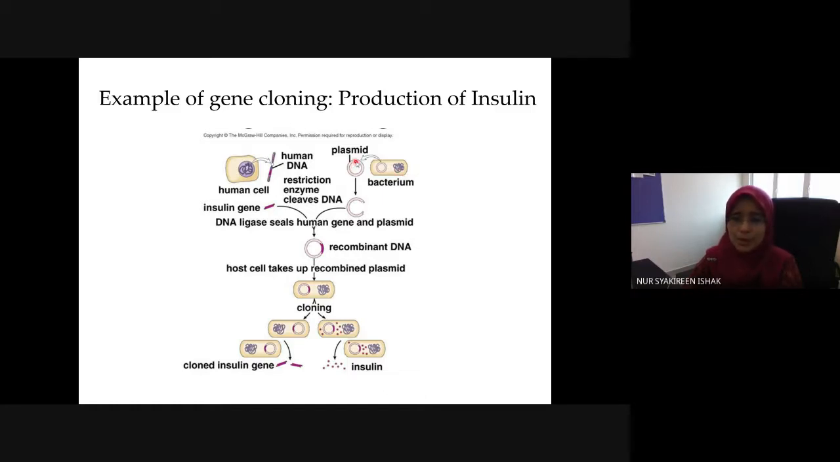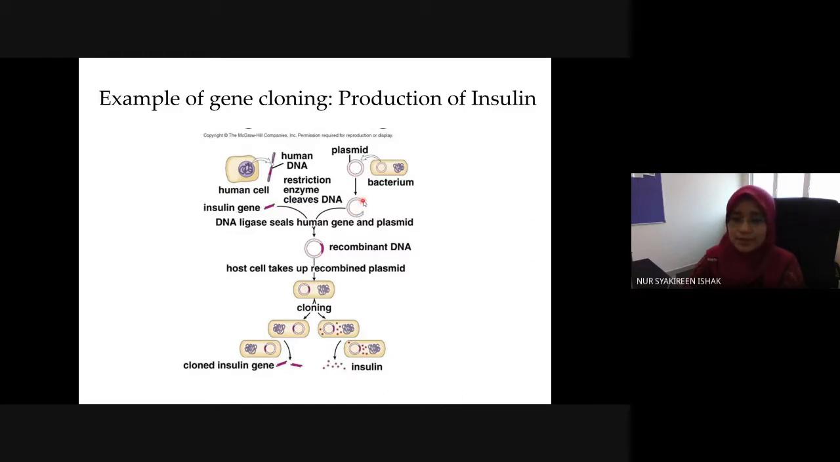Once you have isolated the plasmid, you put it in a test tube and cut it using the same restriction enzyme that you used to cut the human genome to get the gene of interest, which is the gene that codes for the synthesis of insulin. This will produce the same sticky ends on the gene and on the plasmid, so when the gene is inserted into the plasmid, the sticky ends will complement each other perfectly.